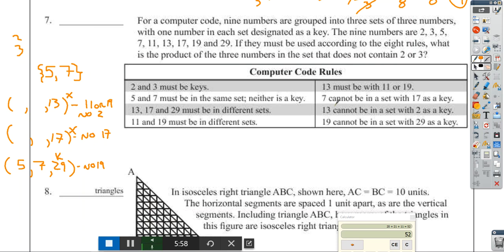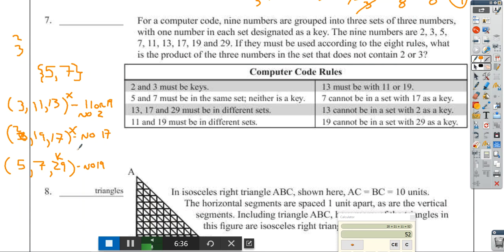Let's see if we have anything that contradicts that. 13 cannot be in a set with 2 as the key. Well, I can put 3 here and 2 over here. That's okay. 19 cannot be in a set with 29 as a key. Well, that's no big deal. We can put 19 over here. Sure, you can have that. And that would give this 11. Oh, now 11 and 19 are not together. And this has to have 11 or 19, so we're good.